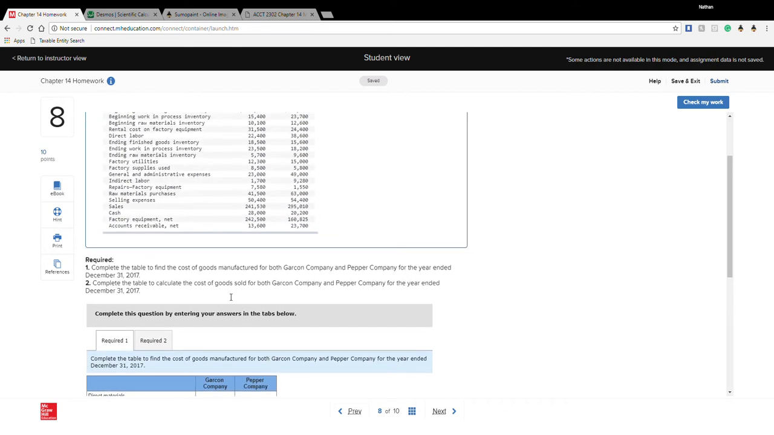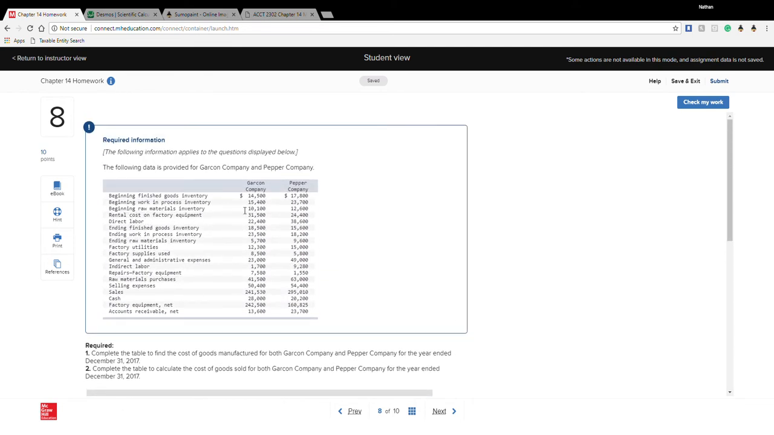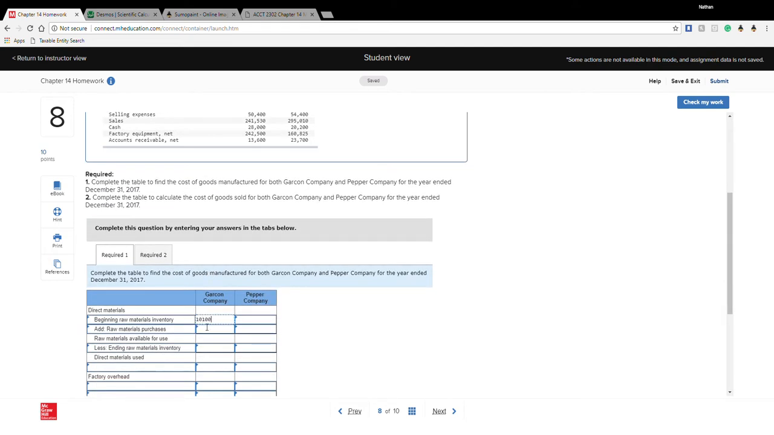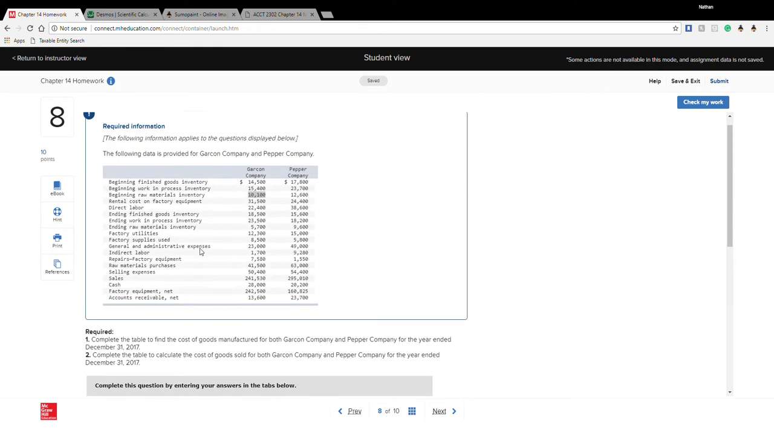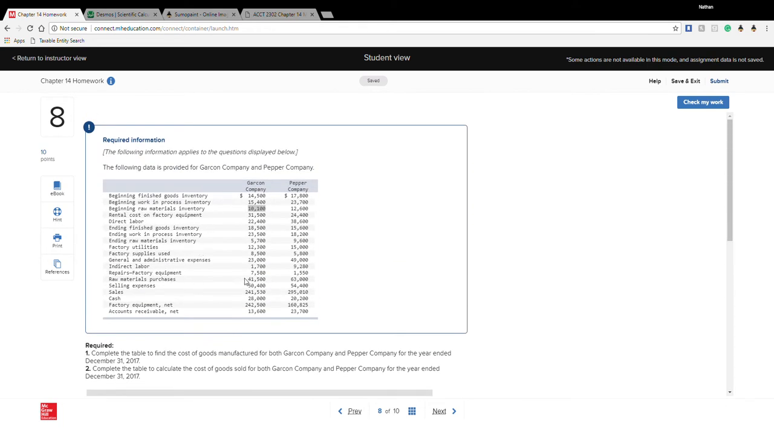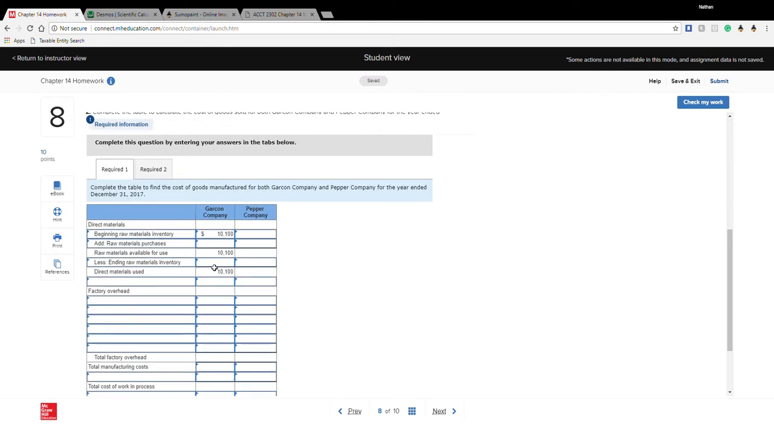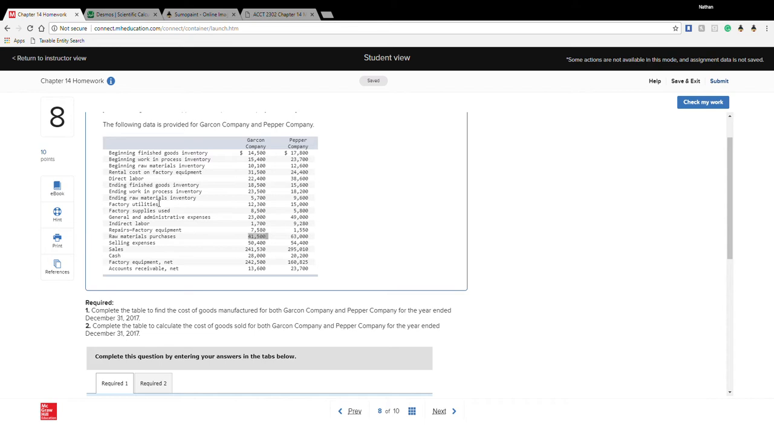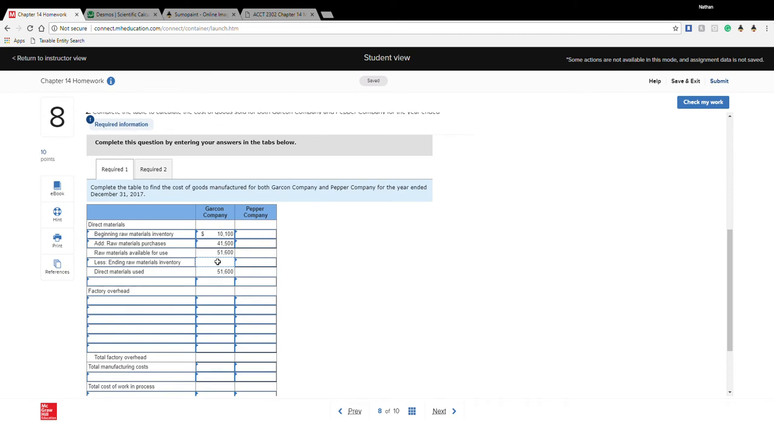And let's go ahead and figure this out for Garcon. Let's look at the beginning. There's the beginning. So 10,100. Add the raw materials. Find the raw purchases. There they are. 41,500. And less ending raw materials inventory. 5,700. And there we go. Is 45,900.